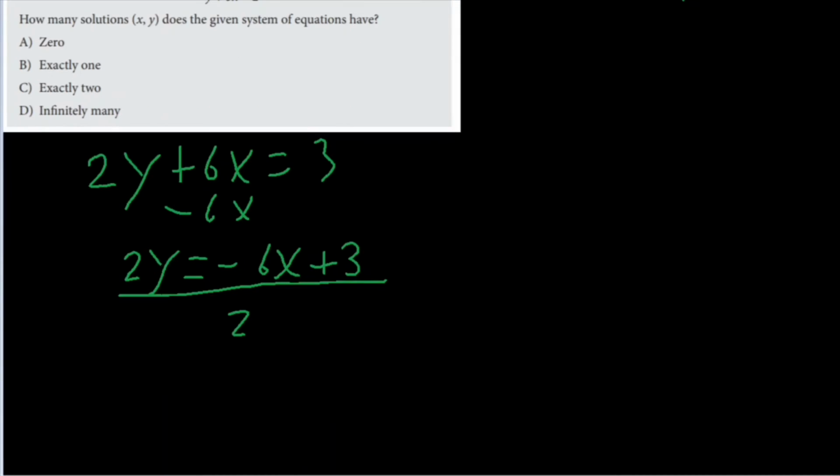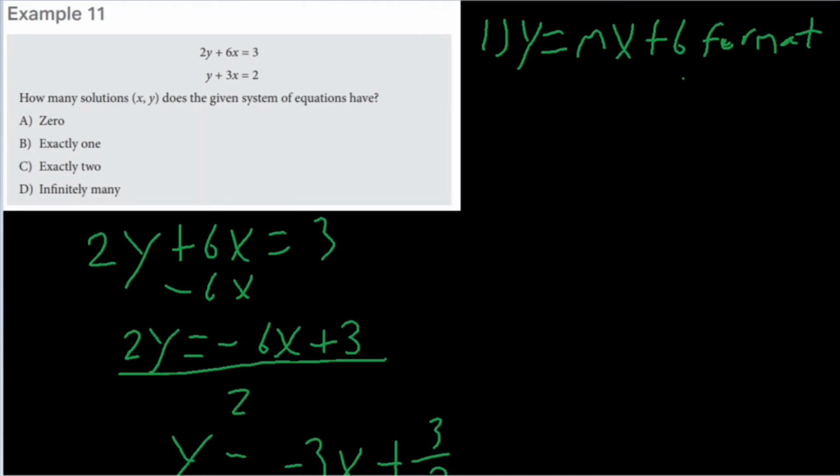You divide by 2. And you get that y is equal to negative 3x plus 3 over 2, right? So from there, you know that your slope is negative 3 and that your y-intercept is 3 over 2. If we look back at the answer choices, we know that it also can't be C because that requires a parabola, and straight lines can only have one intersection.